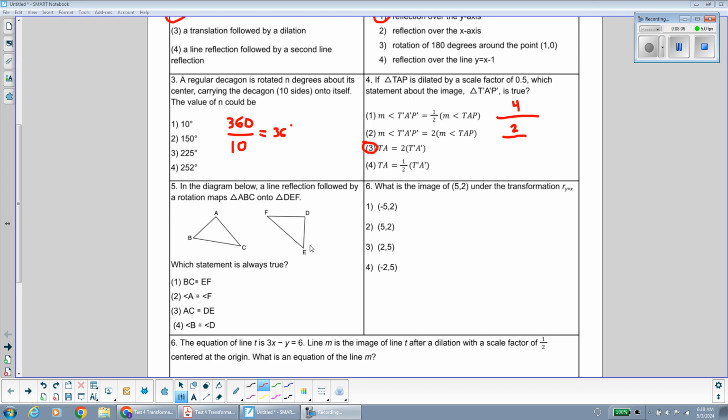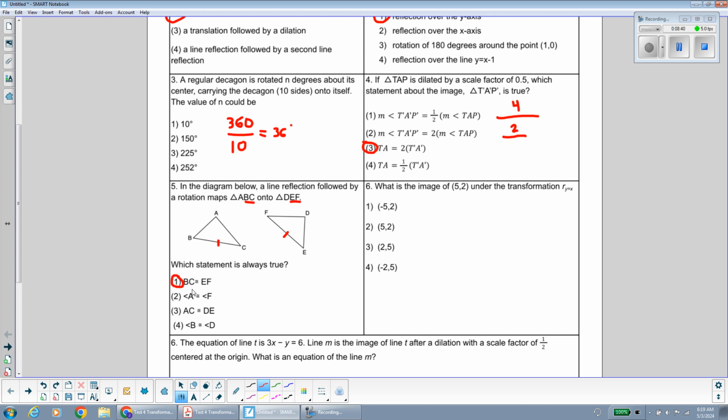And question number 5. Which statement is always true? BC congruent to EF. Here's BC and here's EF. Do they correspond? Yes, they do. So these will be congruent after a reflection because reflections produce congruent figures and these sides correspond. So answer choice 1 is the correct answer.